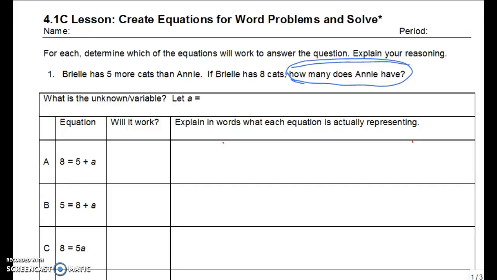So I've circled how many does Annie have because that's our question. And the question is asking us what we don't know. This is what we call our unknown. So please write unknown here. The unknown is the thing that we're trying to find. In the table now, it says what is the unknown or variable? And you can see it starts with what's called a let statement. Here we have let A equal, and that's going to be our unknown, and that's how many cats Brielle has.